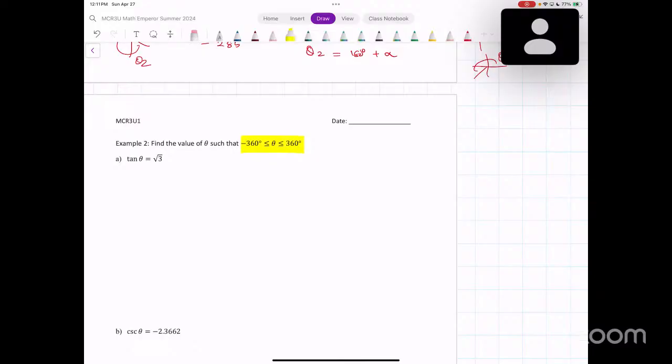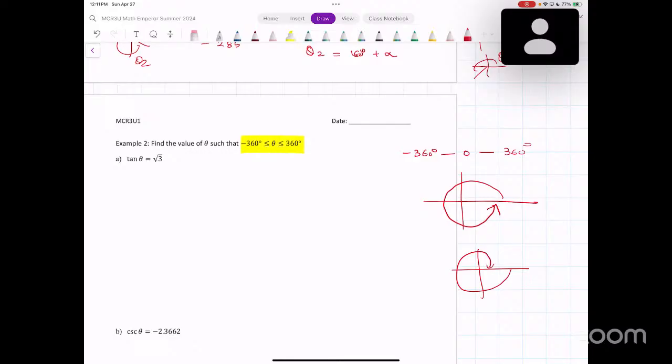So this one is a little different. As you can see, negative 360 to 360. What does exactly that mean? Negative 360 to 360. Let's break it down. We can break this one down: negative 360 to 0 to 360. What they're looking for is to find the angle in this direction. They're also looking for you to find the angle in this direction, both positive and negative direction.